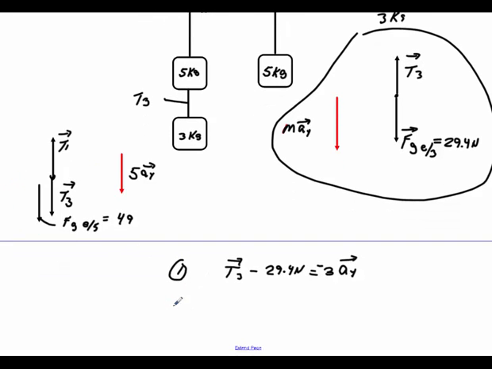Okay, so again, we can come up with an equation from that one. Number 2 equation. Again, anything goes down be negative, anything goes up positive. We will have T1 minus T3 minus 49 is equal to minus 5a. Select that as vectors 2.